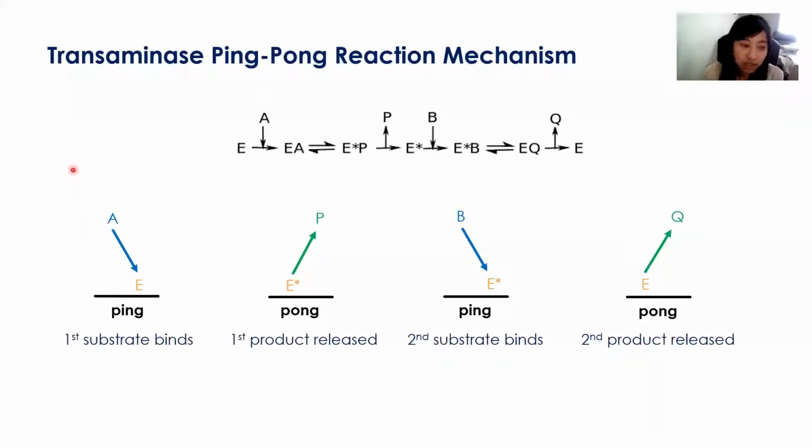This transaminase reaction is usually described as a ping-pong mechanism. So why is that? It's because in the reaction mechanism, the first substrate enters the enzyme, and then the first product is produced and released, and then the second substrate binds, and the second product is released.